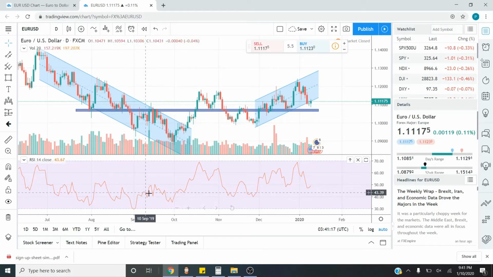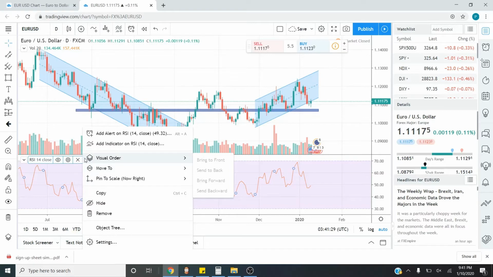So one of the things that I'm not very comfortable with the RSI is that there's a lot of noise in it. You see a lot of up and down, up and down, up and down. It's really noisy, and I like my oscillators to be really smooth. So what you can do is you can actually apply another indicator onto this. So I'm going to add an indicator on RSI.